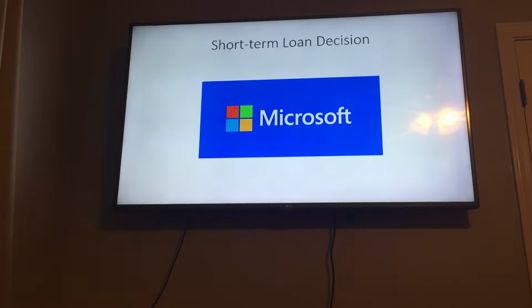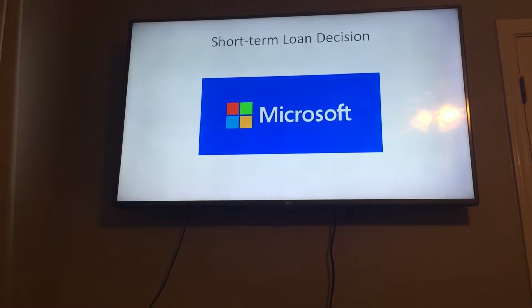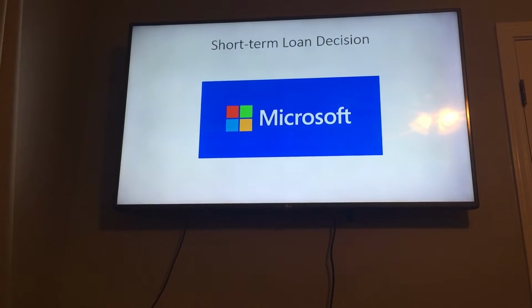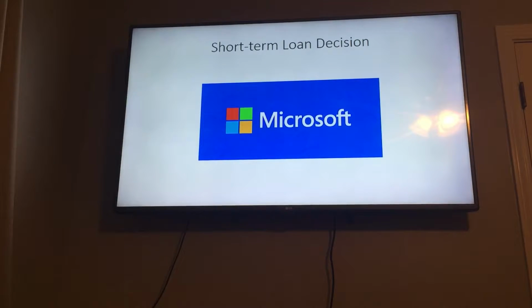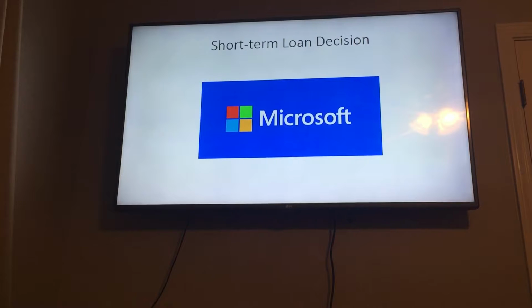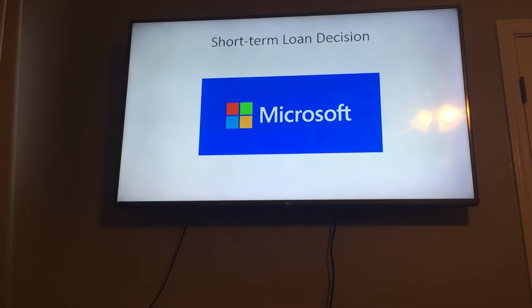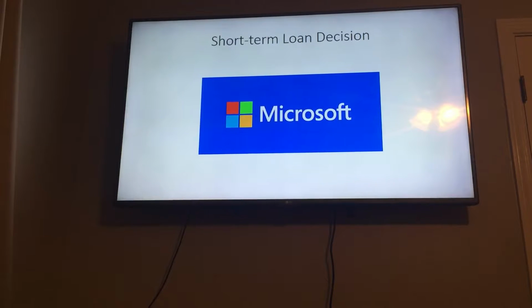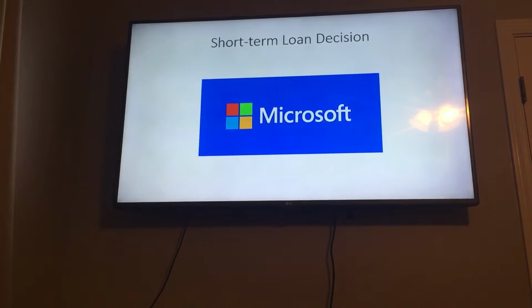For the short term loan decision, my choice would have to be Microsoft, and that's obvious because even though the quick ratio declined in 2014, you can see that in 2015, the next year, it rose back up. And by all the numbers that Microsoft presents, it is easy to say that these assets will be enough to pay off a short-term loan.